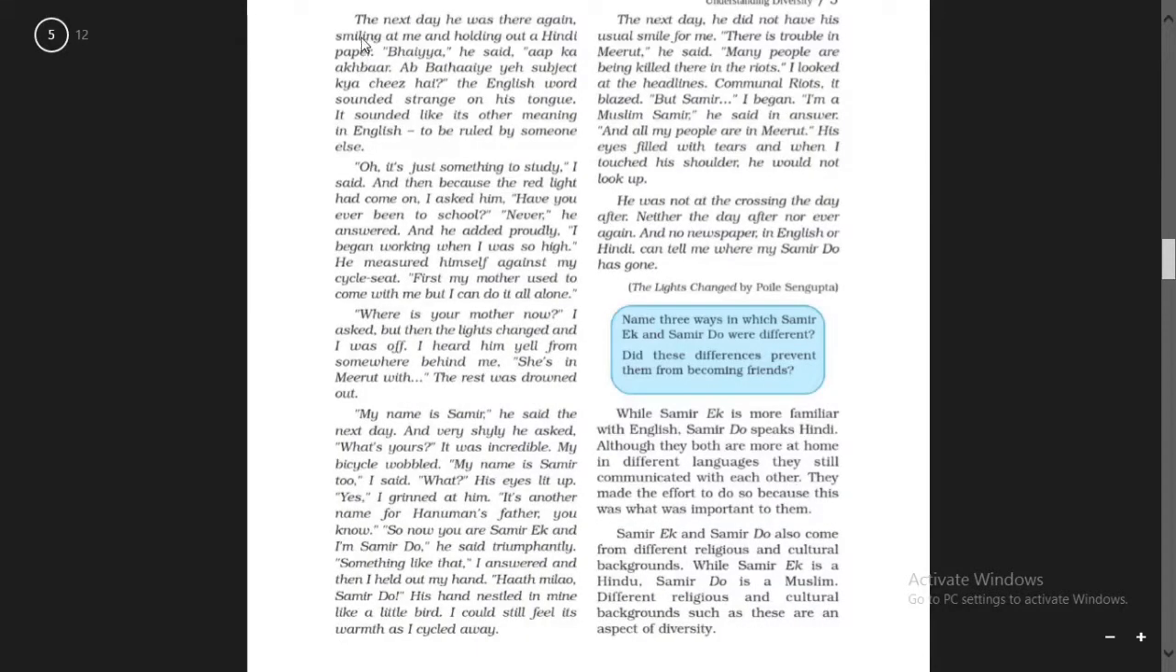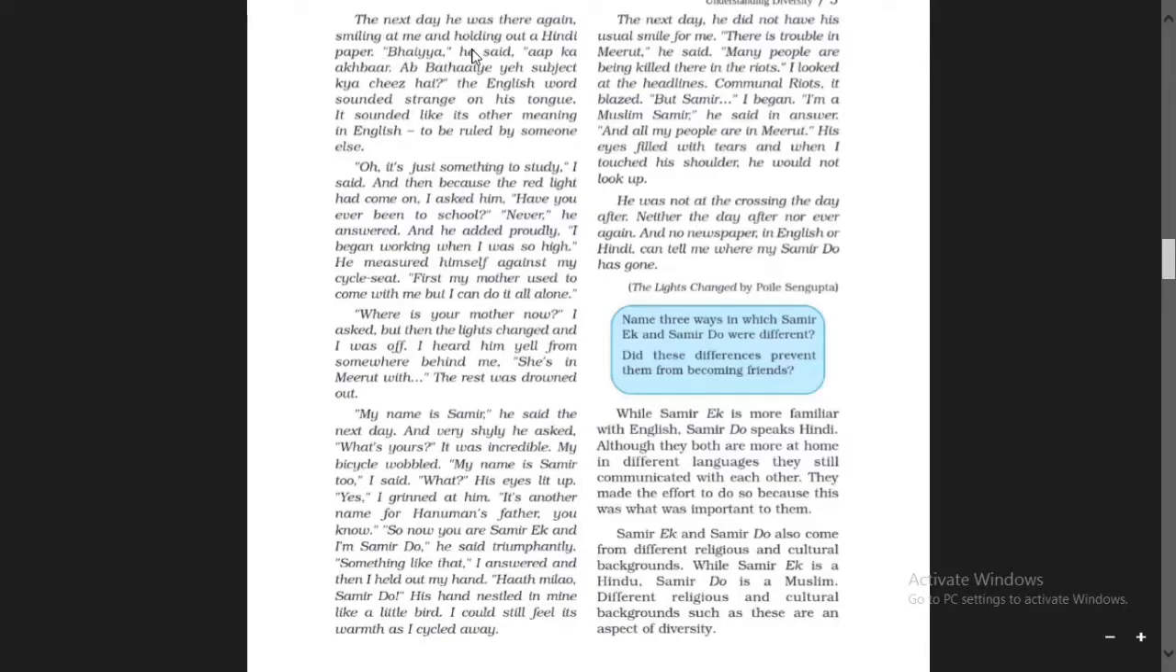Page number 5. The next day, he was there again, smiling at me and holding out a Hindi paper. Another day, the next day, he was there again. The boy stood there again. This time, he was smiling at me and holding out a Hindi paper.